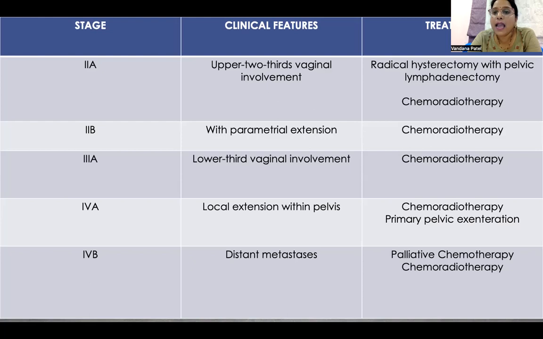In this, the entire pelvic organs are removed. All the pelvic organs like the bladder or the rectum, along with the uterus, ovaries, and the supporting ligaments of the uterus, all these are removed. So primary pelvic exenteration is the choice of surgery, which is done in the last stage, that is stage 4A. And stage 4B, where there occurs distant metastasis because of the involvement of the lymph nodes, the patient has landed up in palliative care, and so palliative chemotherapy or radiotherapy is done.